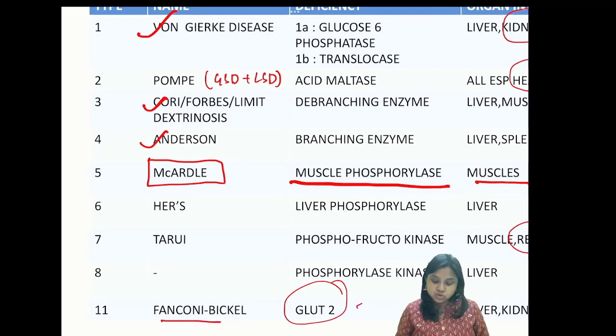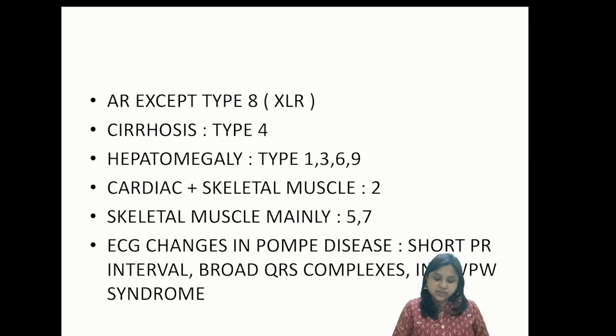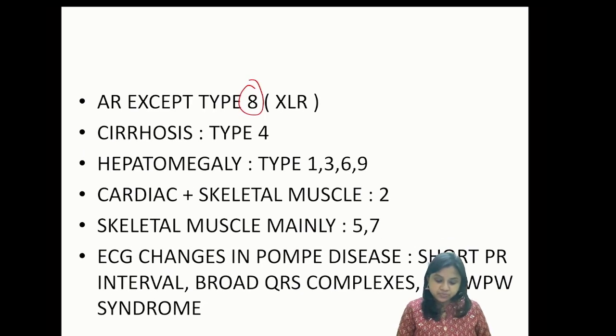Fanconi-Bickel is the GLUT2 deficiency. So these are the few enzymes that you need to remember from GSDs, right? And remember, usually all the inborn errors of metabolism are autosomal recessive in nature. So it is autosomal recessive except type 8, which is X-linked recessive. Cirrhosis is type 4. So type 4 GSD presents with cirrhosis. Hepatomegaly you will get in, just remember this, 1, 3, 6, 9.